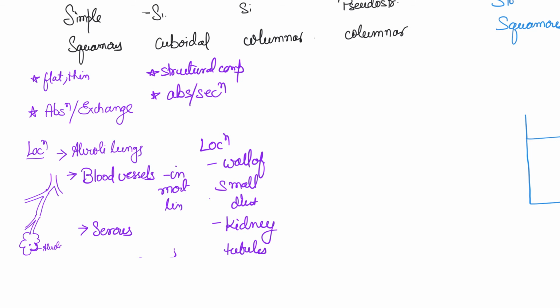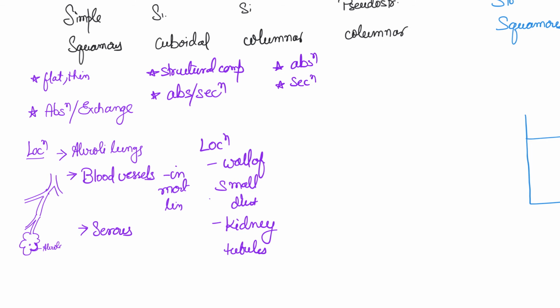So simple columnar could be of two types. Now, they're columnar, that means they're long, more long than they're wide. So they generally have the functions of absorption, and a little secretion as well. Now you would wonder, if they are so good at absorption, then why do we have simple squamous? I mean, come on, you can't have absorption at everything, right? So hang on for a while, this will make sense.